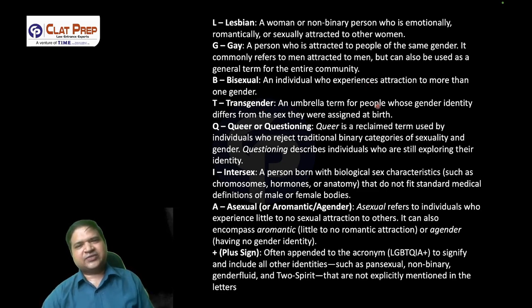Transgender is an umbrella term for people whose gender identity differs from the sex they were assigned at birth. So any person whose gender identity differs from the sex they were assigned at birth, if they were born a man, they feel like a woman. So it is not aligned. The sex they were assigned at birth is different, but their identity is different. So these are the people under transgender.